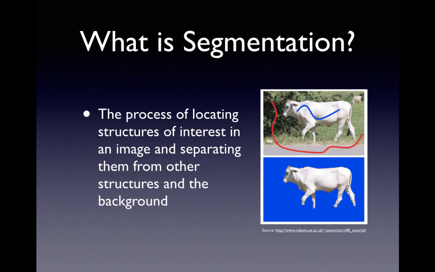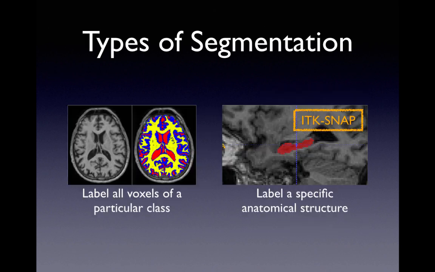So what is segmentation? In the simplest sense, it's a process of locating structures of interest in an image and separating them from other structures in the background. So, for example, in computer vision applications, we might want to separate a cow from a field, and there are all kinds of smart algorithms that allow you to do that by just squiggling on top of a cow and squiggling on top of the field. And this is an example of segmentation, a little bit different from what ITK-SNAP does.